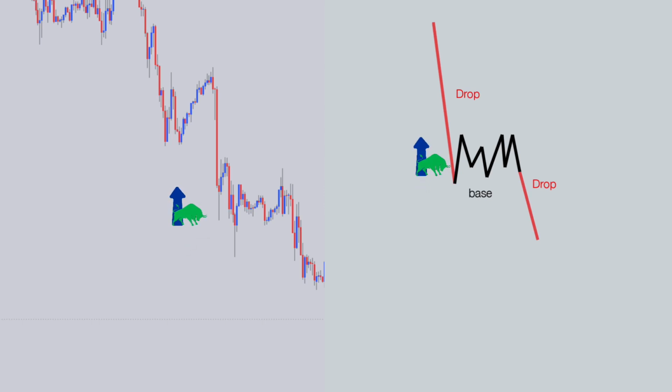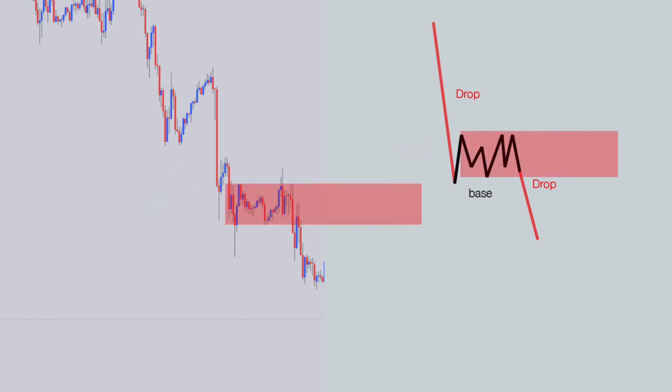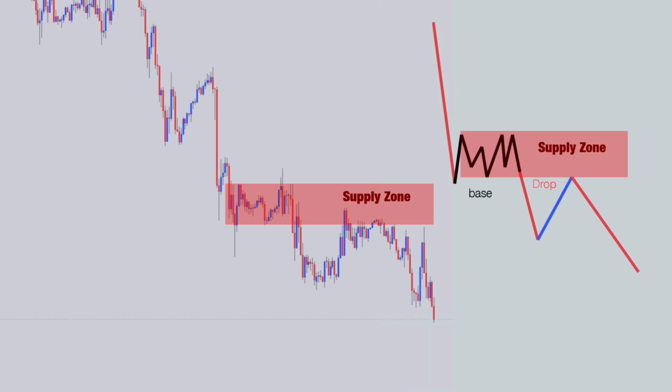The opposite of this is called a drop-based drop. In this case, the price falls and slows down as it gets close to levels where there's a lot of buyer interest. It moves sideways in a zone where supply and demand are almost equal, forming a base. However, since sellers are stronger, the price drops with strong momentum, creating a supply zone. We identify this as the seller's zone or the supply zone. If the price returns to this area, we expect sellers to step in and push the price down again.